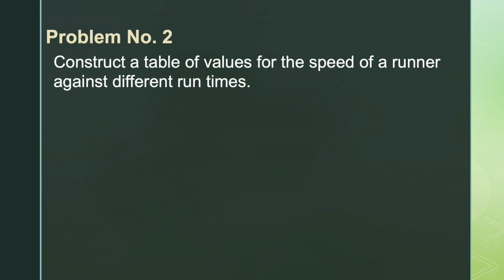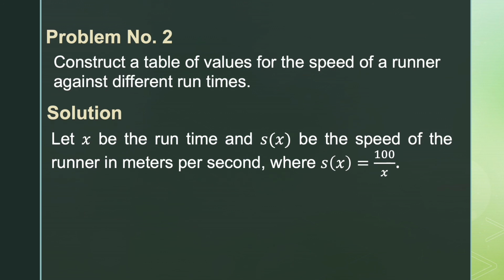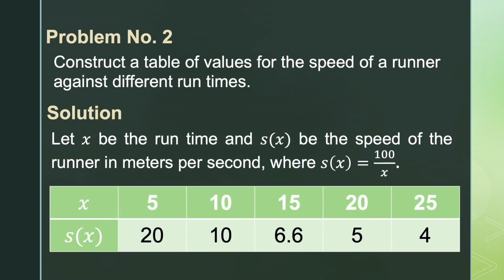For the second problem, construct a table of values for the speed of a runner against different run times. For the solution, let x be the run time and s of x be the speed of the runner in meters per second, where s of x equals 100 over x. If x equals 5, then s of x is 20. If x equals 15, then s of x is 6.6. And if x is 25, then s of x is 4.